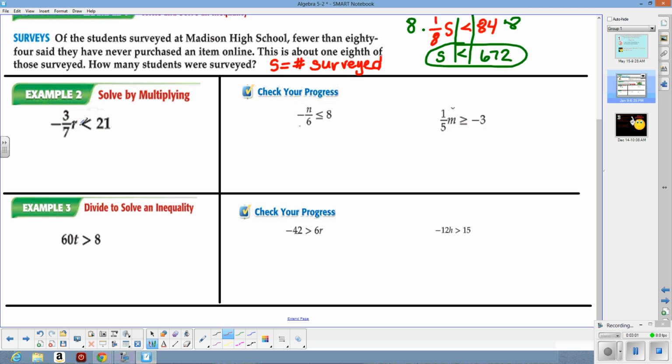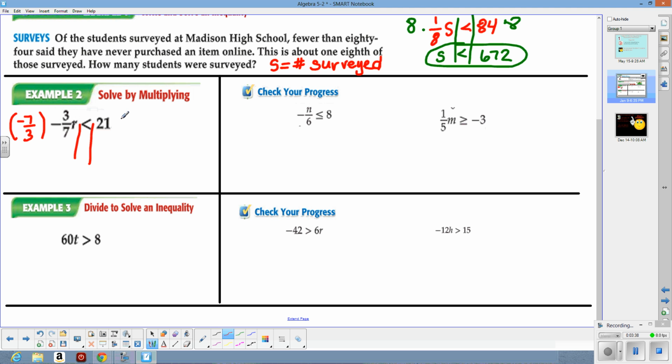In example 2, we're going to solve by multiplying. Again, when you have a fraction next to a variable, you want to multiply by the reciprocal, so you end up with 1r instead of a negative 3/7 r. So the reciprocal of negative 3/7 is negative 7/3. So I'm going to take and multiply both sides by negative 7/3. I want to multiply by a negative 7/3 instead of a positive because our goal is to get a positive r, and a negative times a negative is positive.